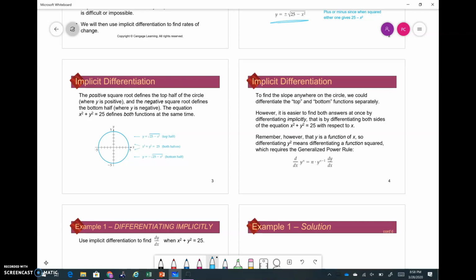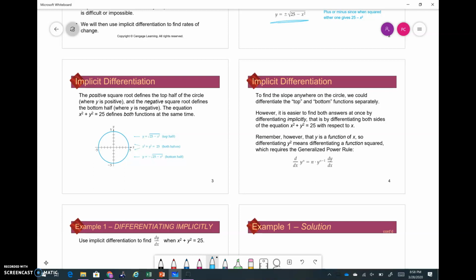However, it's going to be easier to find both answers at once by differentiating implicitly. That is, by differentiating both sides of the equation with respect to x. So remember, however, that y is a function of x. So differentiating y squared means differentiating a function squared. So what we end up with is the generalized power rule that we get to use.